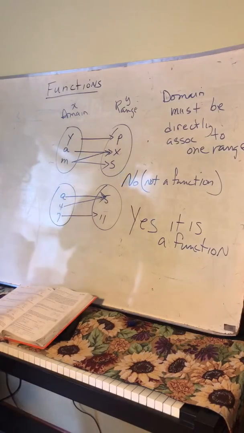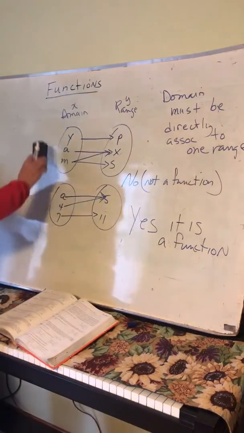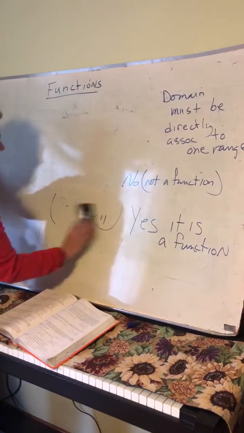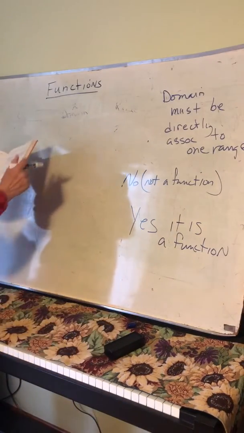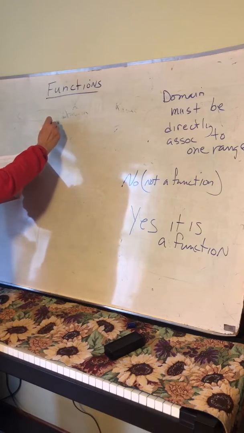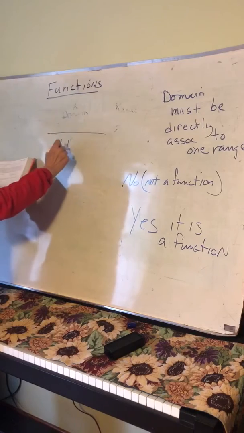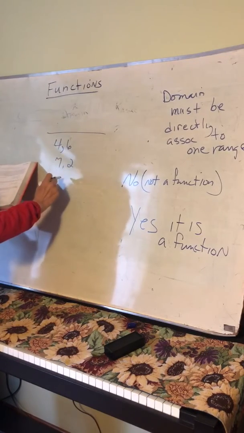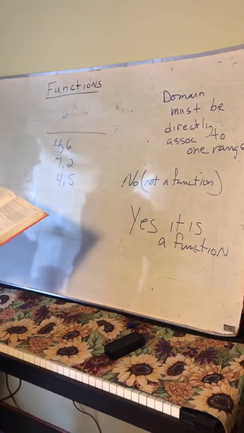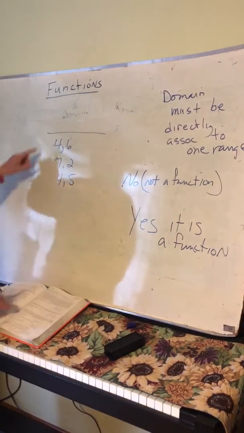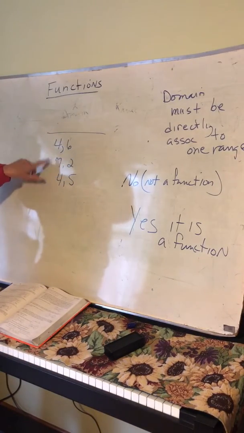Okay, then the other thing they're going to do, so this is pretty easy to understand, I think. The other thing they're going to do is give you sets of numbers, okay? So they're going to write them straight across here, but I would write them down because I think that's easier to look at. And they ask you, is this a function?